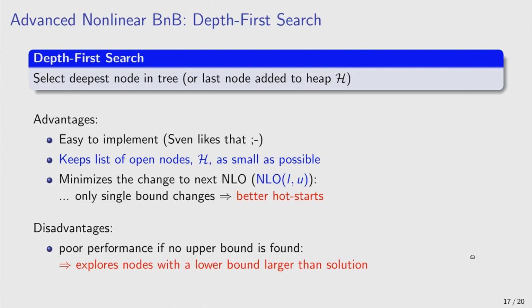So depth first search is very easy. You always select the deepest node in the tree. It's easy to implement. I like that, and that's the first one I ever implemented. It also has the advantage that it keeps the heap as small as possible. So if storage is an issue, you can do that.